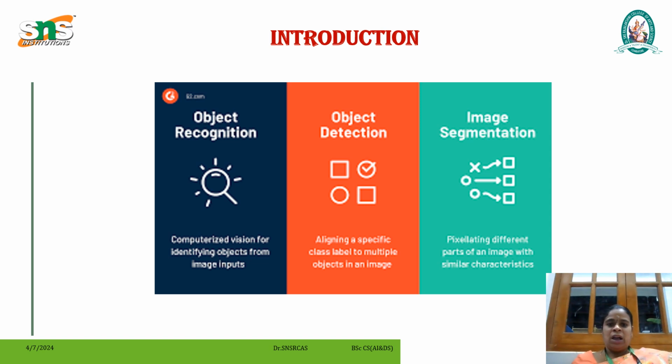Supervised learning, a key paradigm in training neural networks, involves providing labeled training data to the model, allowing it to learn associations between input images and their corresponding object classes.